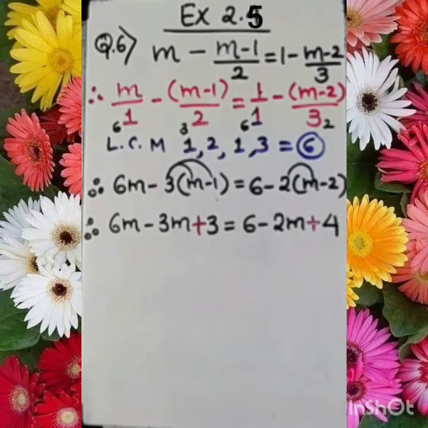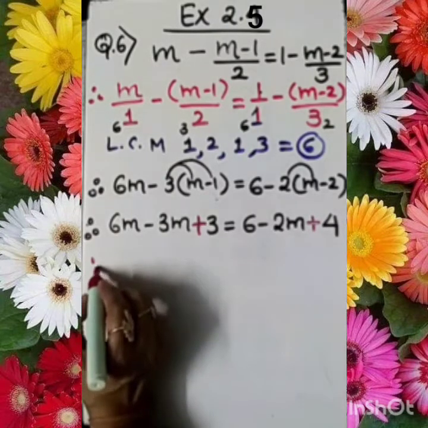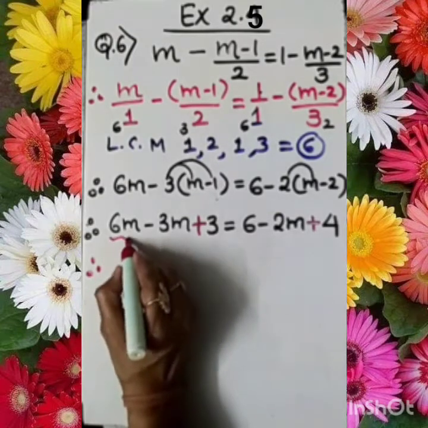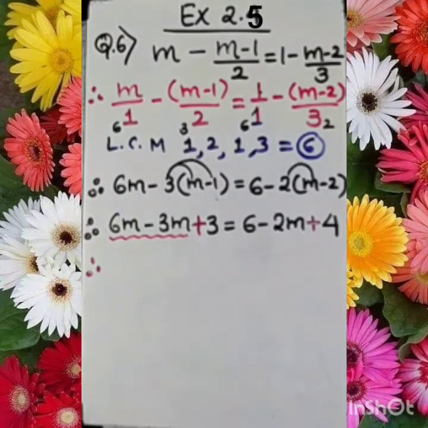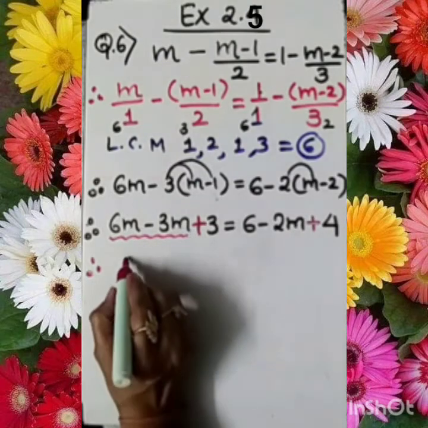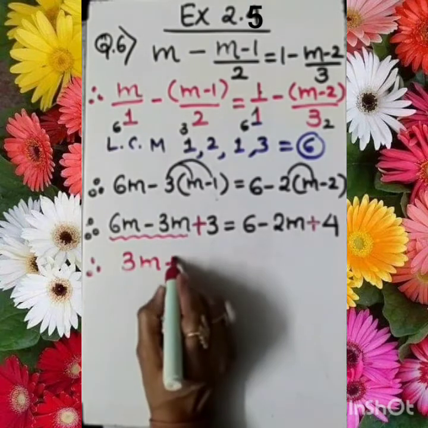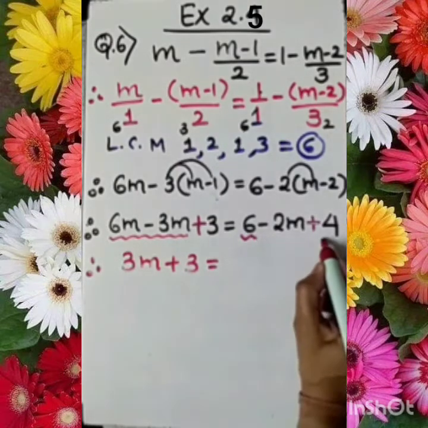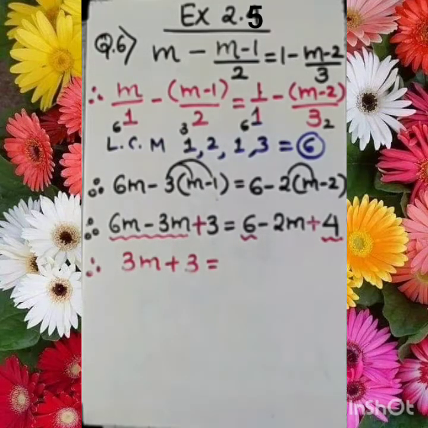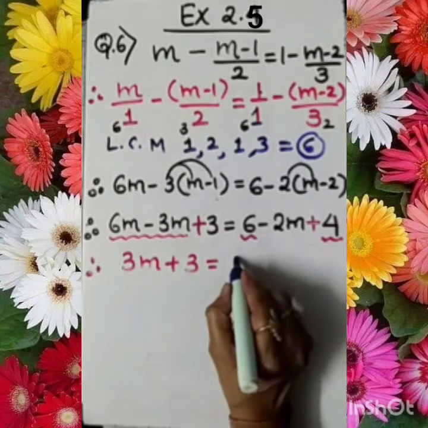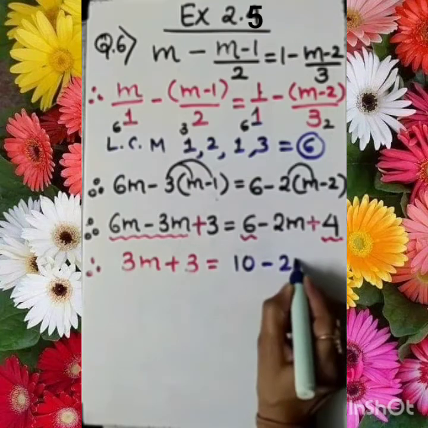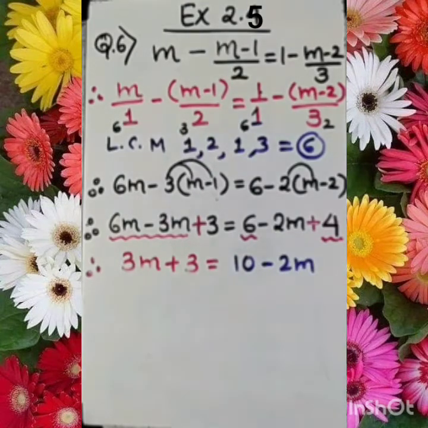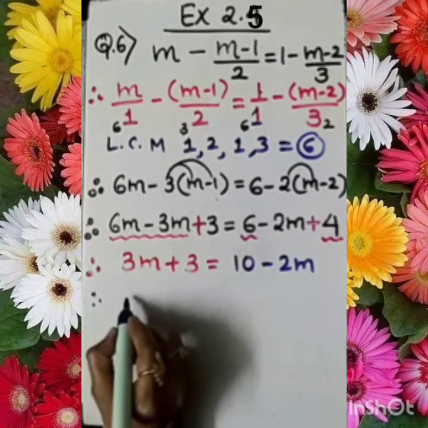Clear to you? So let's simplify and try to sort out the like terms. Which are like terms here? 6m minus 3m. So 6m minus 3m is 3m plus 3 equal to. Now this and this are like terms. 6 plus 4. What is 6 plus 4? Of course 6 plus 4 is 10. So here 10 minus 2m. Clear to you? Now what I am going to do in next step?